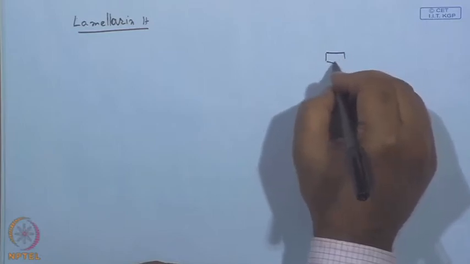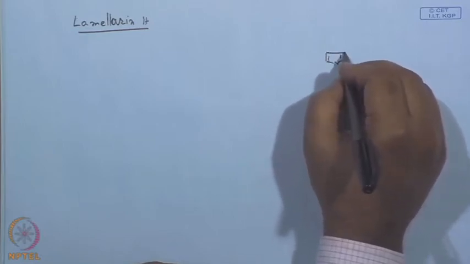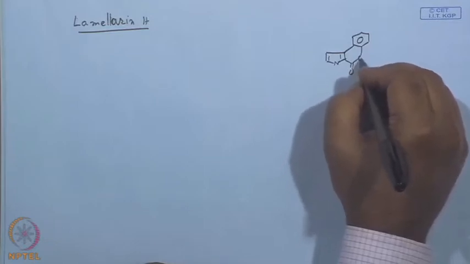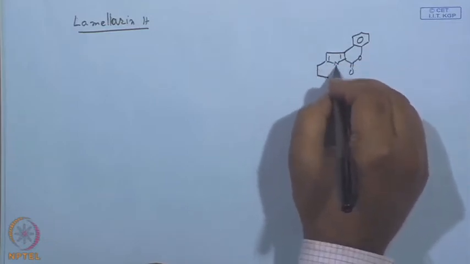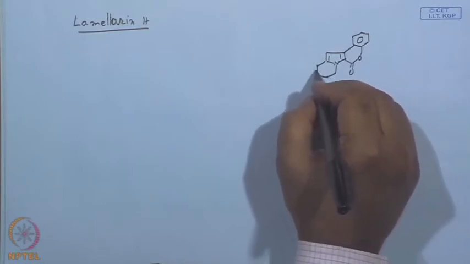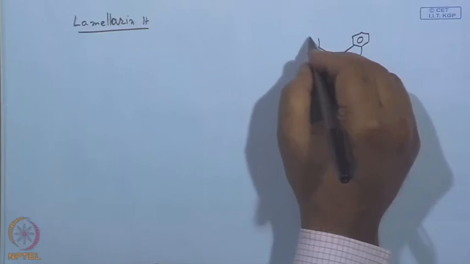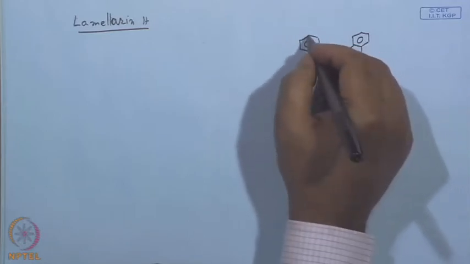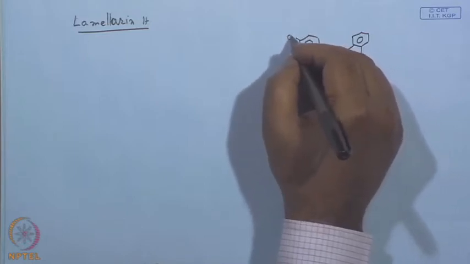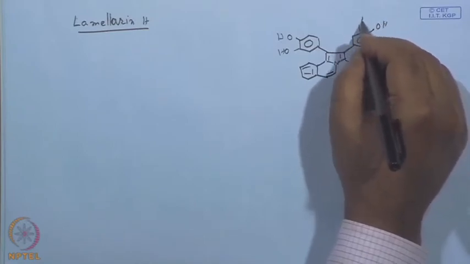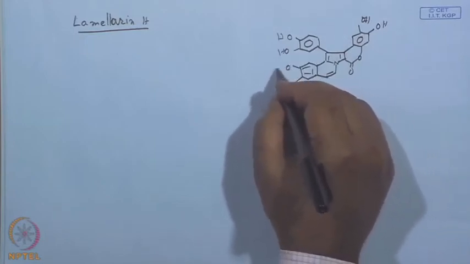lamellarin H. The molecule looks, I think we have seen it before, it is a pyrrole derivative. It is a tetra-substituted pyrrole derivative, and the molecule would look like a real big molecule. It is a biologically active molecule, and this. And then you have OH here, OH, or this is basically O here and there OH. And then you have so many OH groups here. Okay. This is the target.